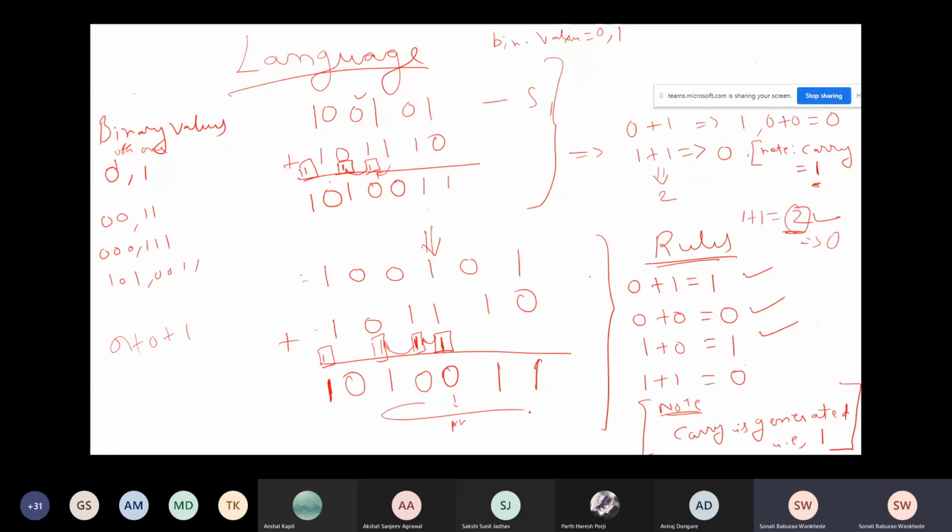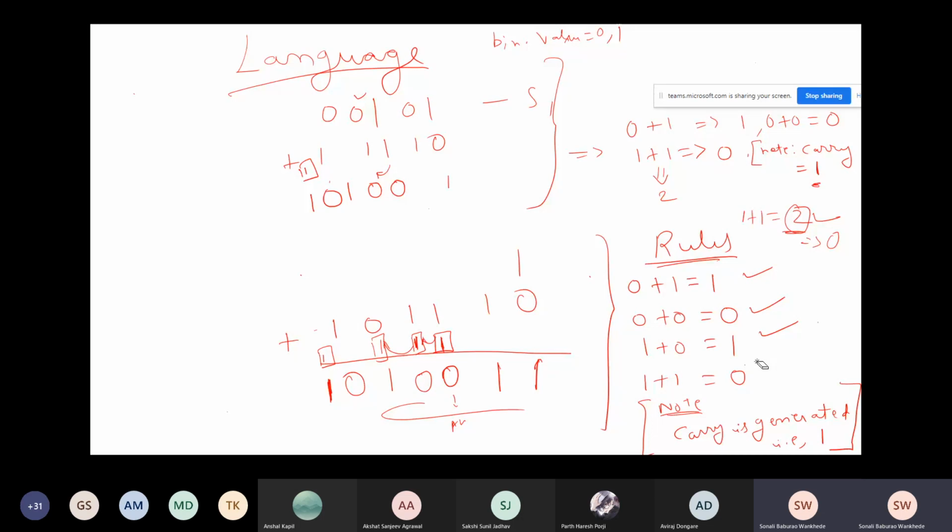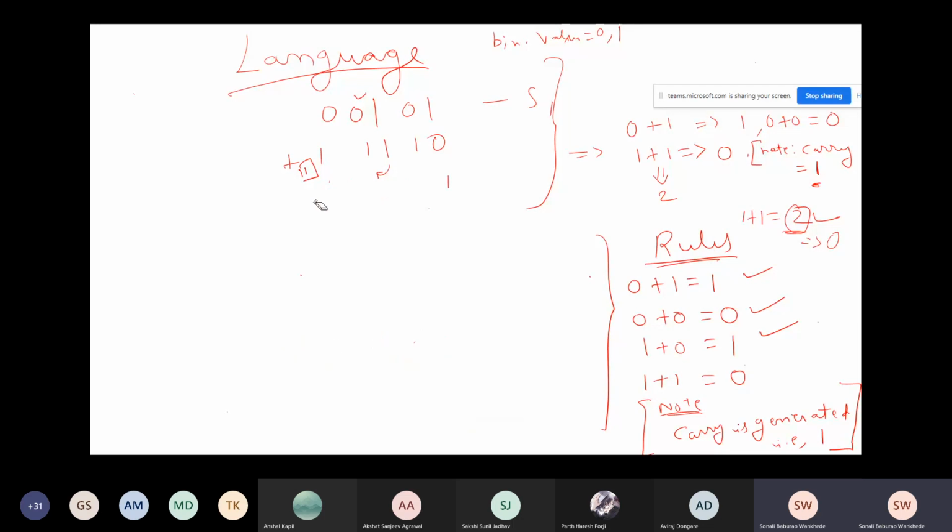Is this clear? Yes, ma'am. I hope it's clear. Please go through this, okay? Just remember these rules and try to solve certain examples. If you want, I can give you examples, or maybe I'll share some notes on this. Not much, but one page of notes on how a carry is generated and all.